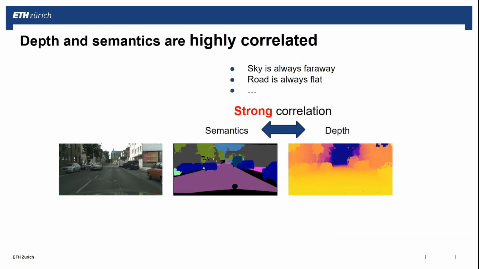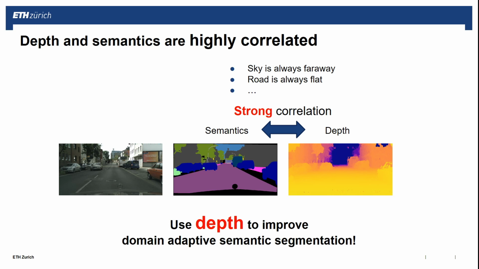In this work, we focus on using depth to improve segmentation performance in domain adaptation. This is motivated by the fact that depth and semantics are highly correlated. The sky is always far away and roads and sidewalks are always flat, and these domain-robust correlations between semantics and depth have the potential to largely improve segmentation performance under domain shift.